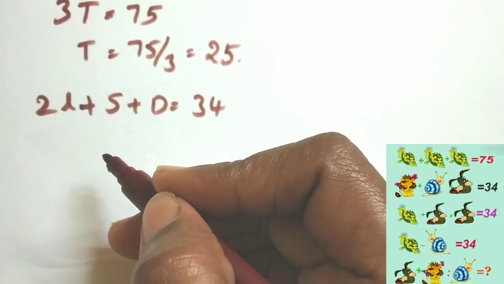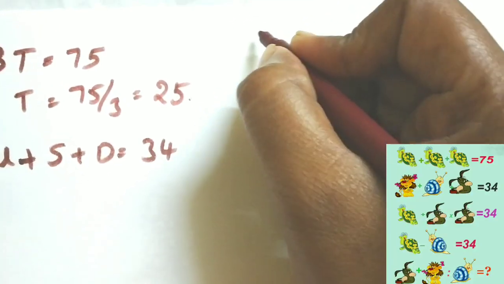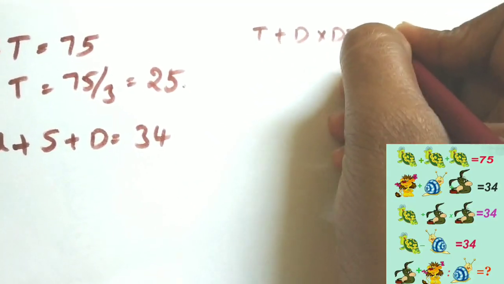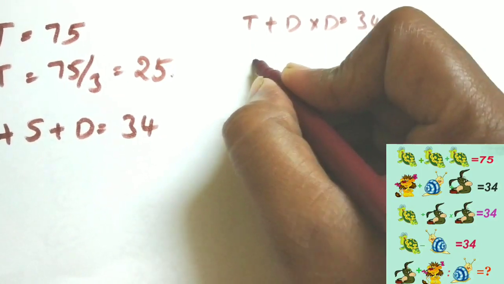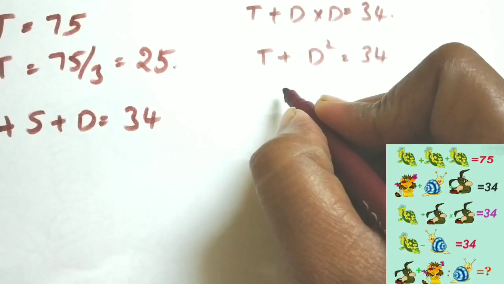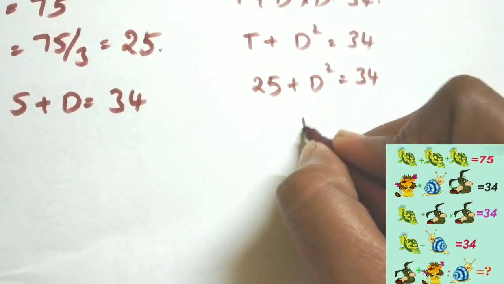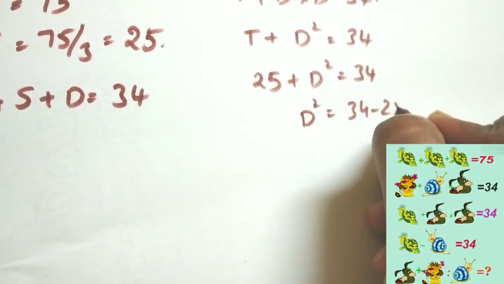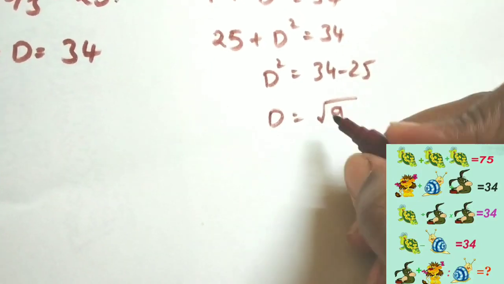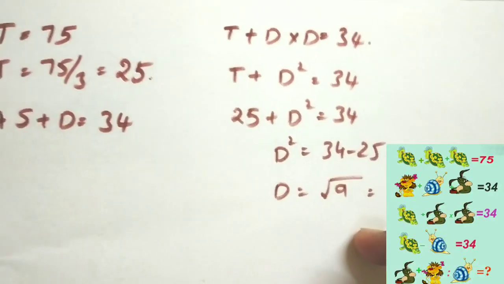See the third line. In the third line, 1 tortoise plus donkey into donkey is equal to 34. Tortoise plus donkey square is equal to 34. Tortoise value is 25, substitute that: 25 plus donkey square is equal to 34. Then donkey square is equal to 34 minus 25, then d is equal to square root of 34 minus 25, which is 9, that is equal to 3. So donkey value is equal to 3.